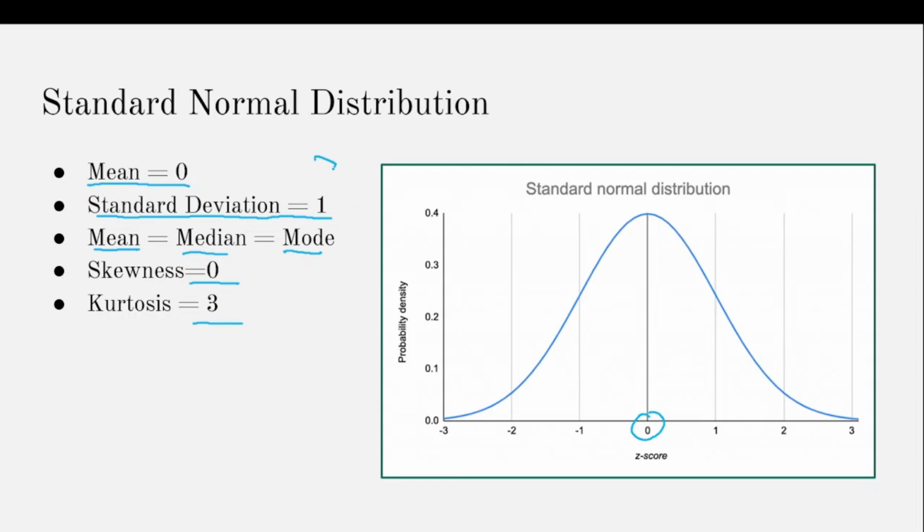The only thing that you need to remember is, for standard normal distribution, the value of mean is equal to 0 and standard deviation is equal to 1.